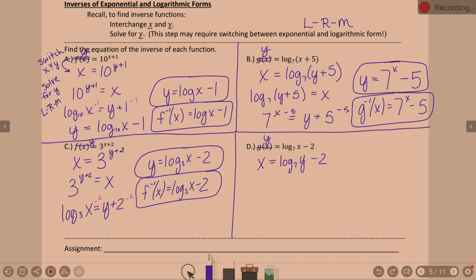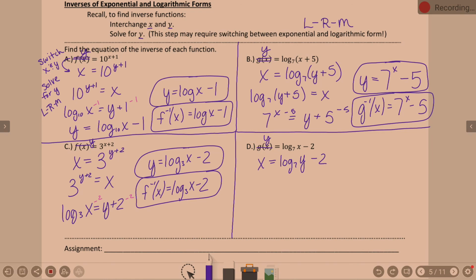There's a slight issue here, though. What's different about this problem versus the other log problem we did? This one, x plus 5, was in parentheses. That entire x plus 5 is part of the parentheses. This one, minus 2, is not in parentheses.